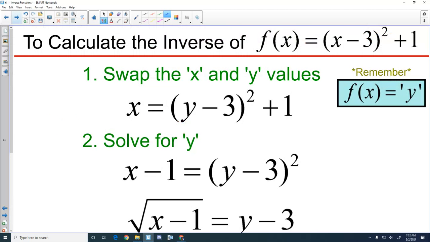So here are the steps for calculating it. Go ahead and write down that function in the upper right. f of x equals (x minus 3) squared plus 1. Just follow along with me. Don't write everything down right now. Just kind of follow along. Let me put up the blinder.